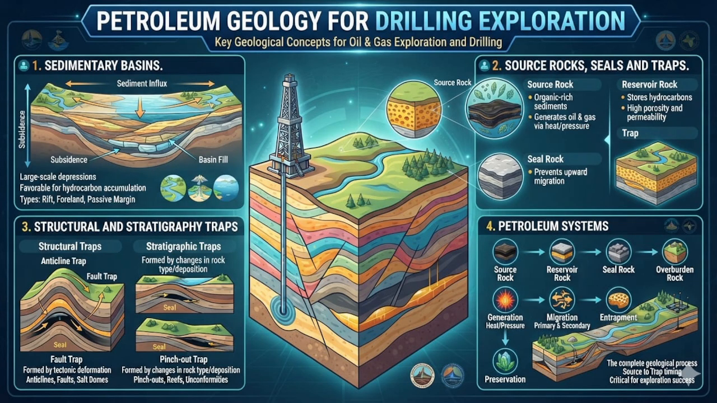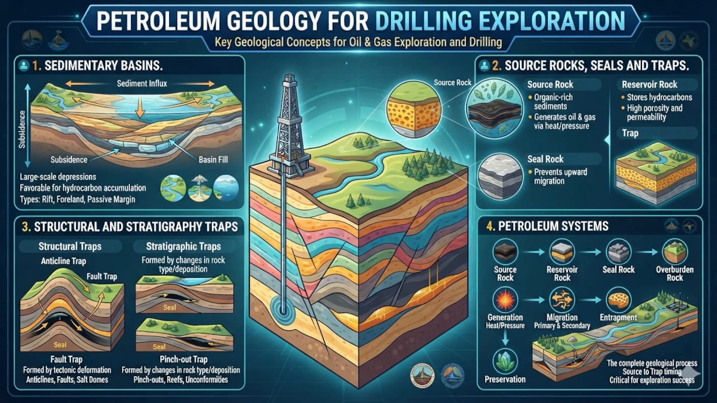The second property is the permeability. This is the ability of fluids to flow through interconnected pores. High permeability allows oil and gas to move easily. And then we have common reservoir rocks. They include sandstone, limestone, dolomite, fractured shale, and fractured basement rock.